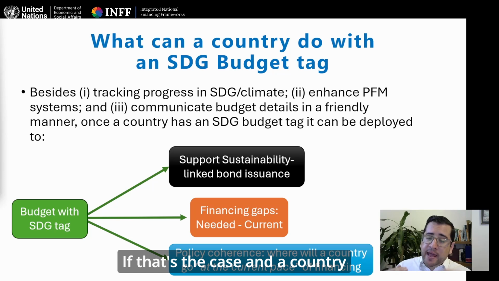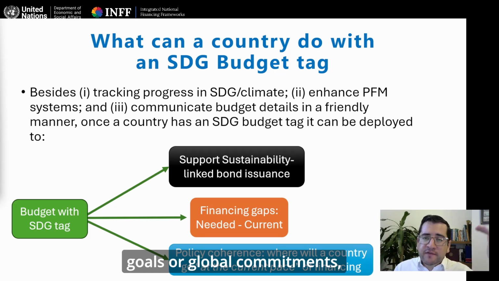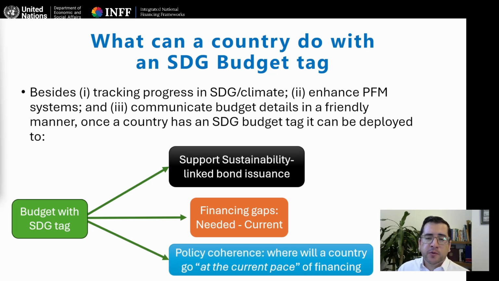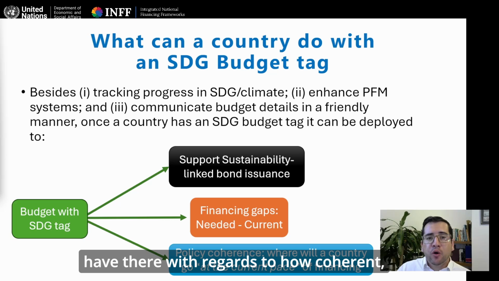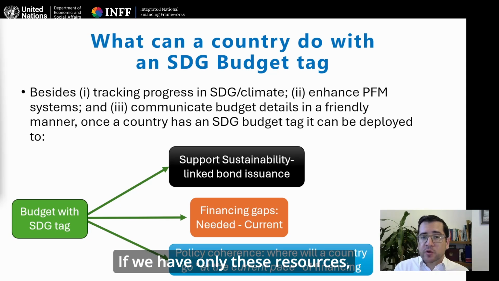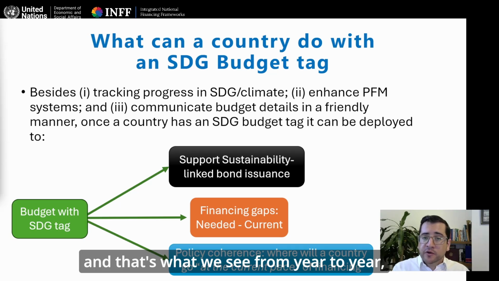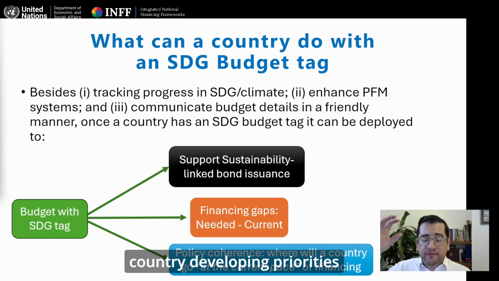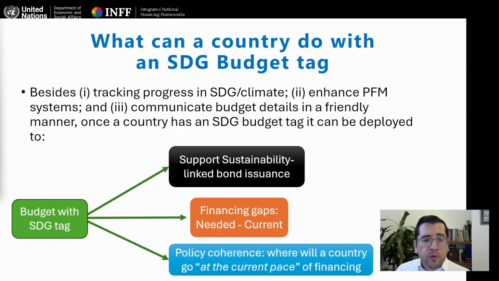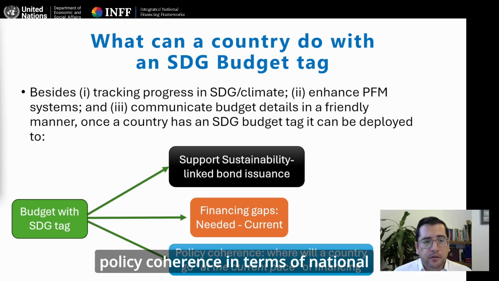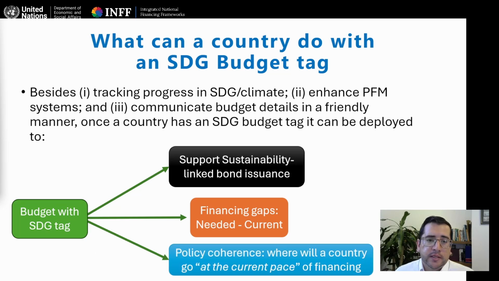If that's the case and a country has very different narrative goals or global commitments, then there is a conversation to have with regards to the policy coherence of the budget. If we have only these resources, and that's what we see from year to year, and there is a difference with the narrative commitments or development priorities that a country has, then by having an SDG budget tag, you can start looking at policy coherence in terms of national development priorities and whether we can finance those national priorities.